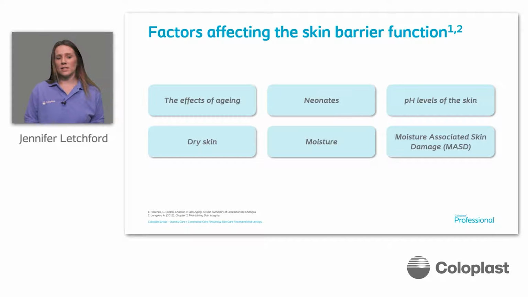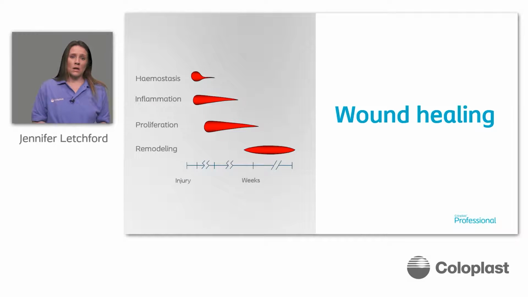Some of the factors affecting that skin barrier function could be very dry skin, excess moisture to the skin, or the pH levels of the skin; again, if they're disturbed, then it could have an impact on the functionality of the skin. Also neonates, or the effects of ageing. As we get older, the skin becomes drier and can actually be more at risk of breaking. Now we'll go into some wound healing and look at the stages of wound healing.